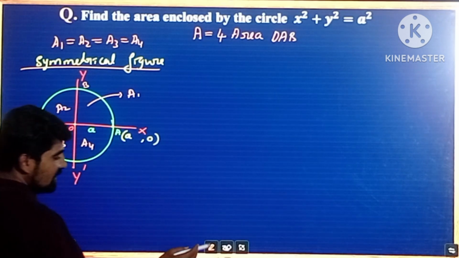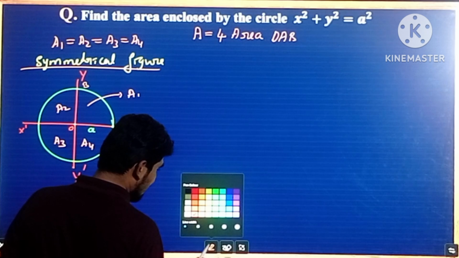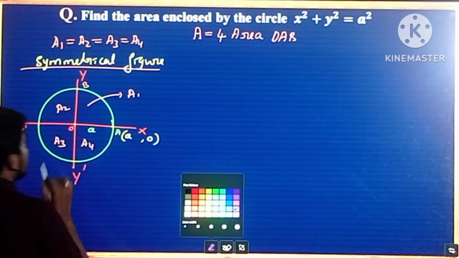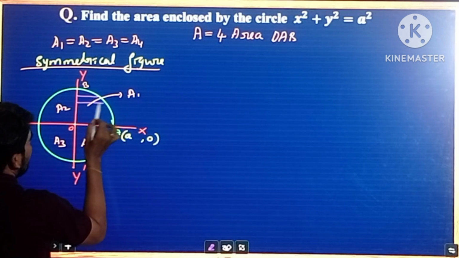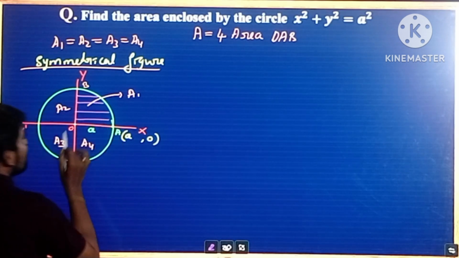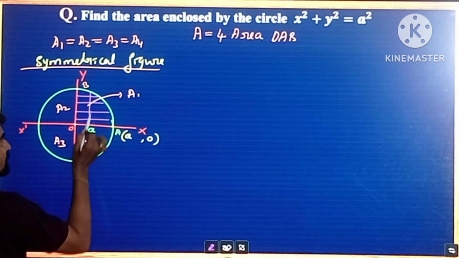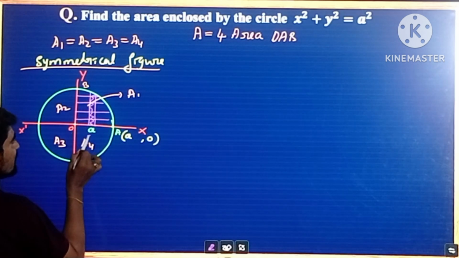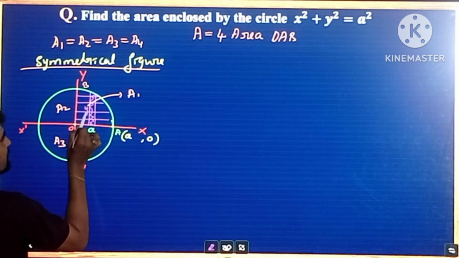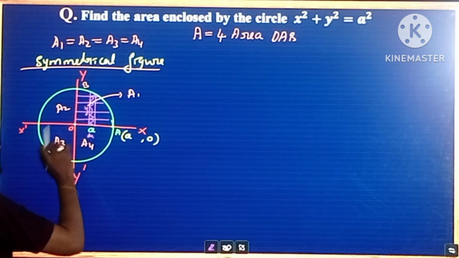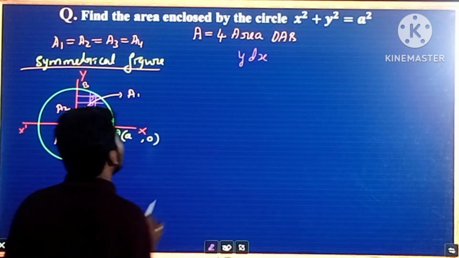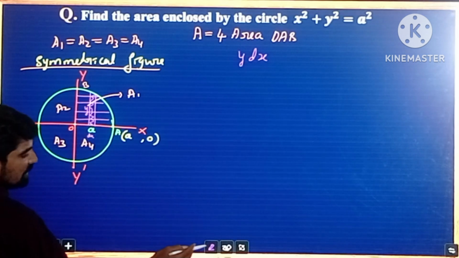I hope all of you are understanding. Here I am just calculating the area in which quadrant? First quadrant. And here I am going to consider one of the vertical strips, of width dx. Definitely its length is equal to y. Therefore, the area of this particular strip is y into dx.